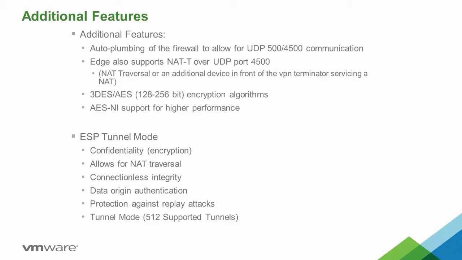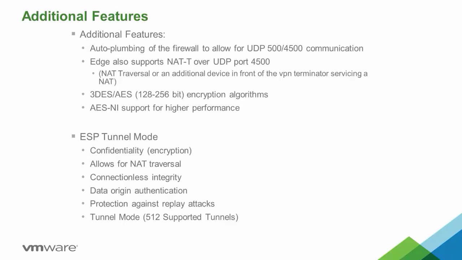As discussed before, we use ESP tunnel mode as opposed to AH. Some of its characteristics: it allows for confidentiality encryption, which is the main focus of ESP. It allows for NAT traversal, which AH does not allow for. It's connectionless, so there's no overhead like the TCP three-way handshake. And if packets need to be resent, that's left to the upper layer protocols within the encapsulation. It has data origin authentication, meaning it will make sure that it's receiving the packets from the correct originator.